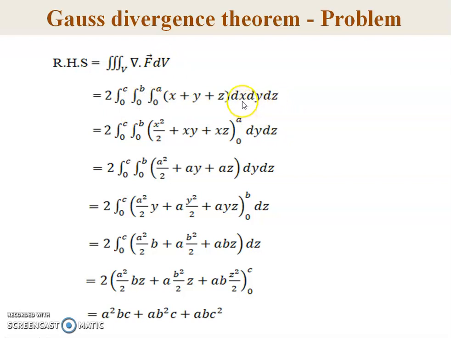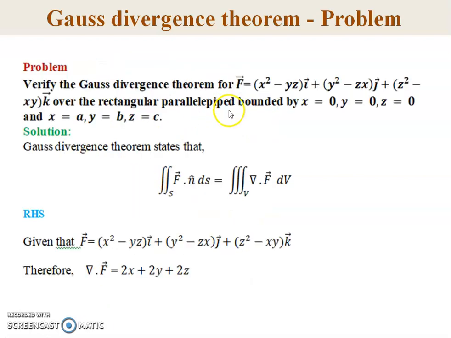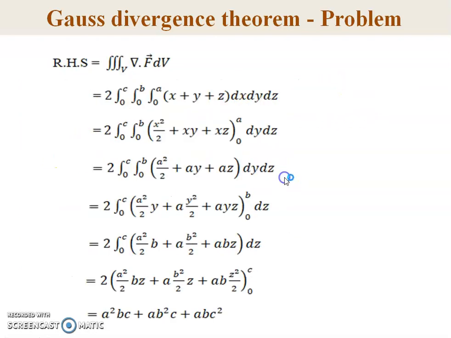First, what is the limit of x here? 0 to a, y is 0 to b, z is 0 to c. As given in the problem, 0 to a, 0 to b, 0 to c. The limits are already given in the problem. So first integrate with respect to x.